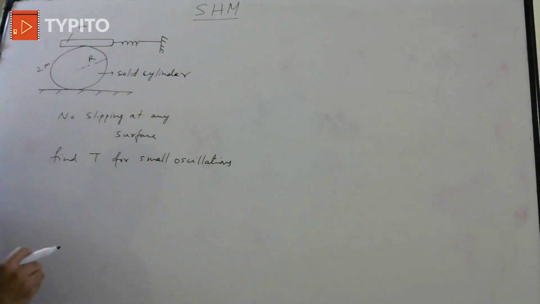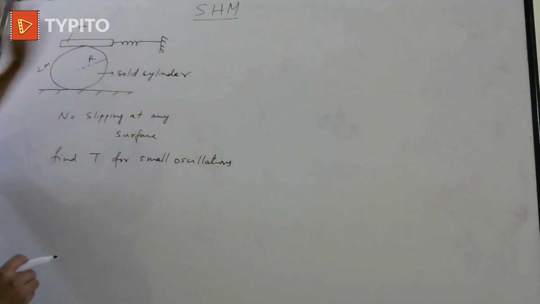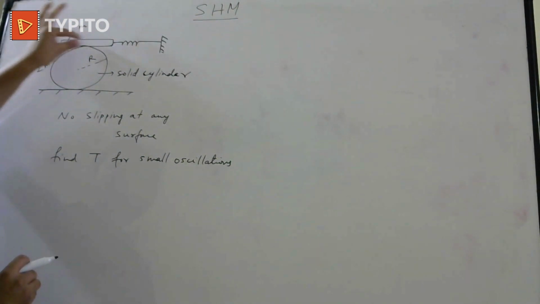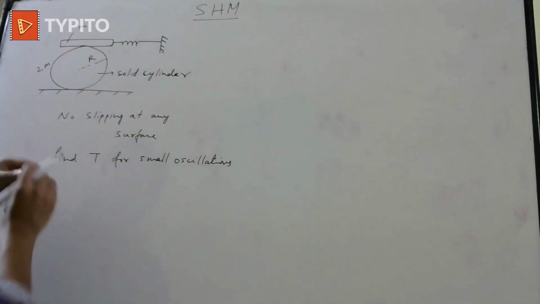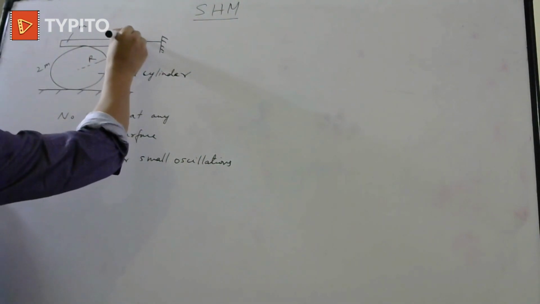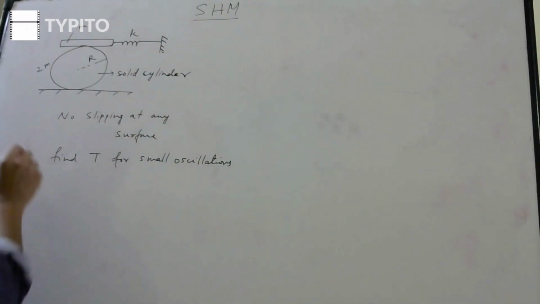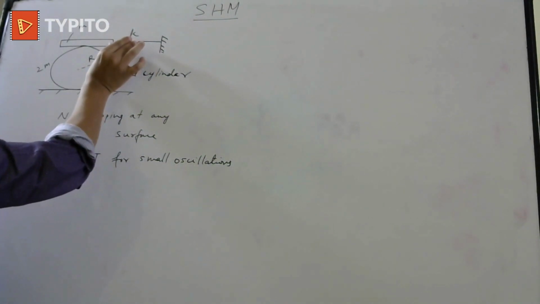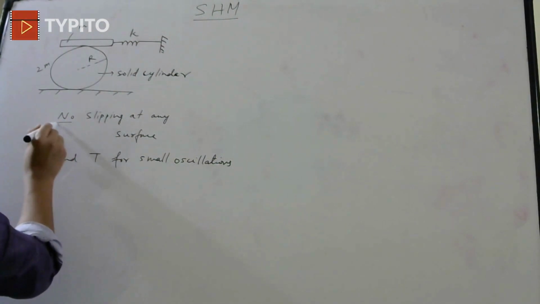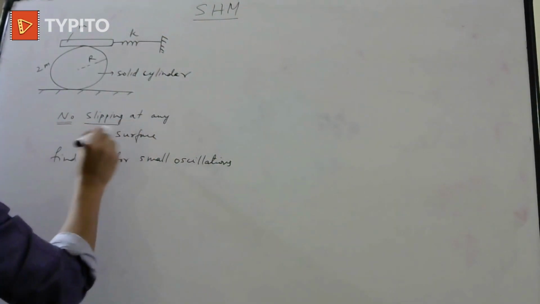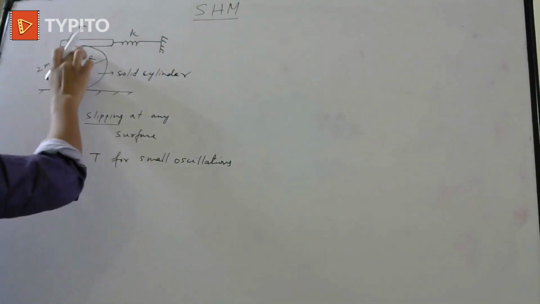On top of that cylinder, there is a plank or a stick, you can imagine, whose mass is m. It's connected to a spring of spring constant K. Right now everything is in equilibrium, so this spring is neither stretched nor compressed. It has been mentioned that no slipping occurs at any surface, neither here nor here, so no slipping.